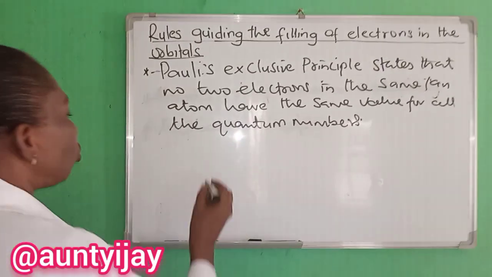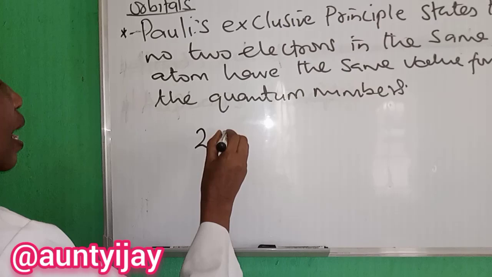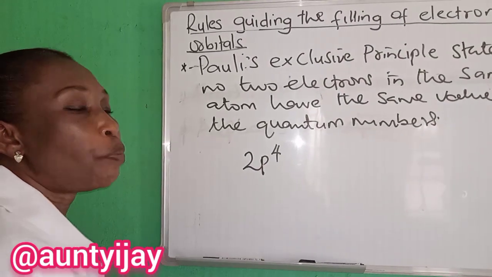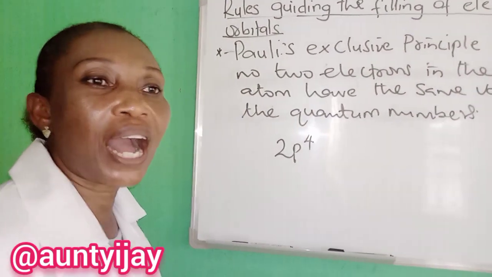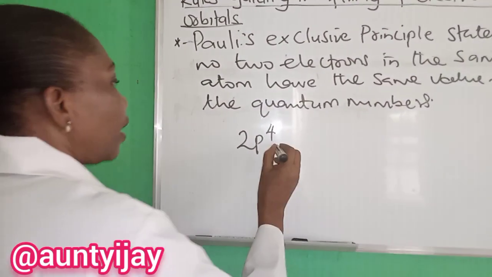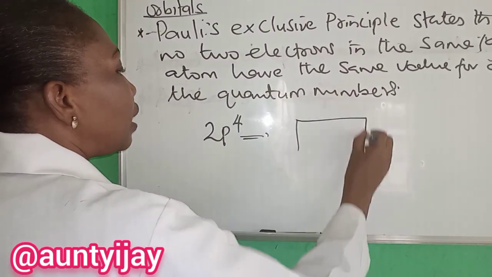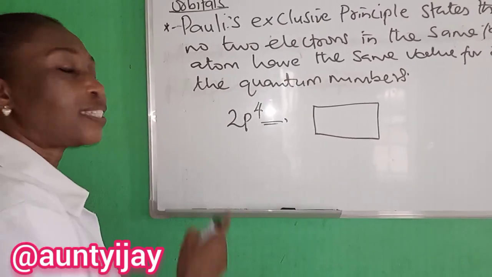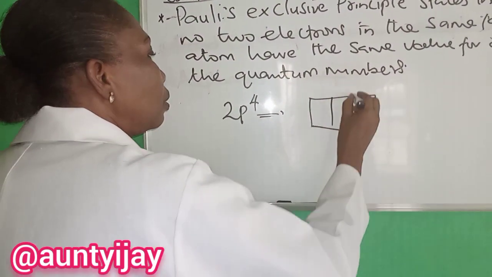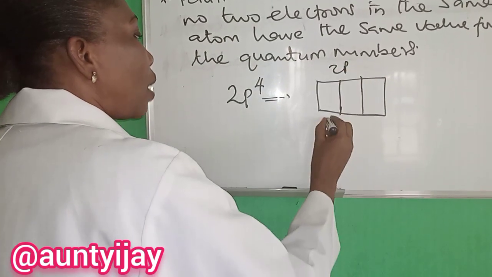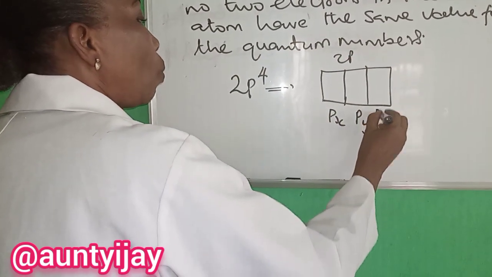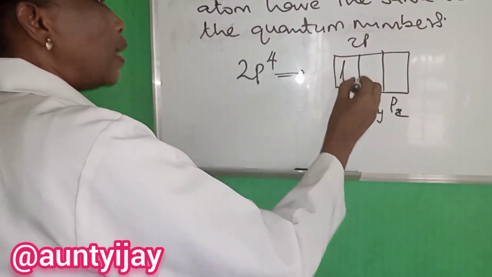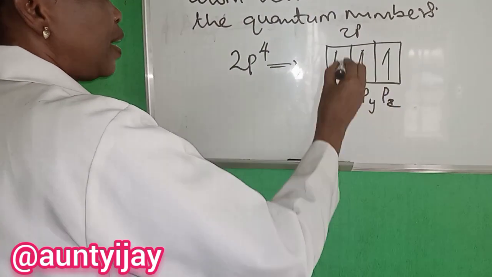Say I have 4 electrons in the 2p orbital. So we have 2p4. Recall that the p orbital will contain a maximum of 6 electrons. In that case, if we are to draw the electronic diagram representing the 2p orbital, we have px, py, pz, and then we have 4 electrons to be filled here. We have 1, 2, 3, and 4.